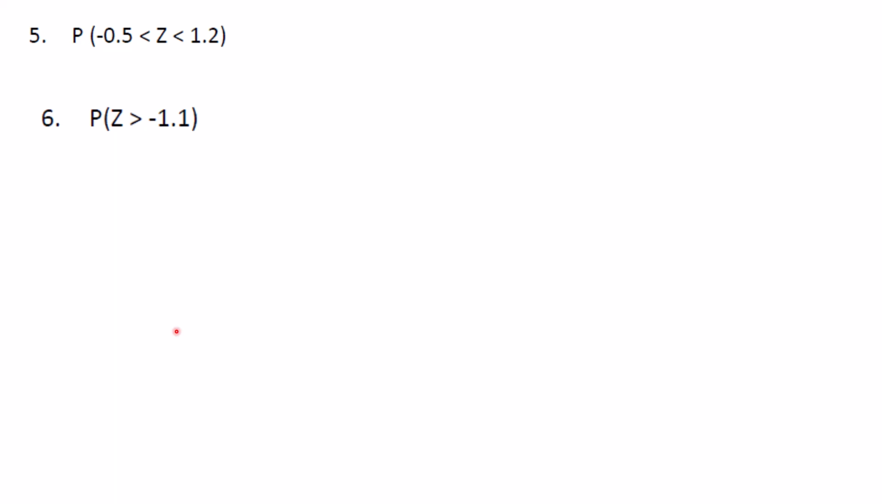Now we look at problems 5 and 6. These don't have x's on them, they have z's. That means we're using the standard normal distribution, which means the mean is 0 and the standard deviation is 1. So we're going to keep using the normal distribution, but go back and change those values, the mean to 0 and the standard deviation to 1. We'll first calculate the probability the z-score is between negative 0.5 and 1.2.